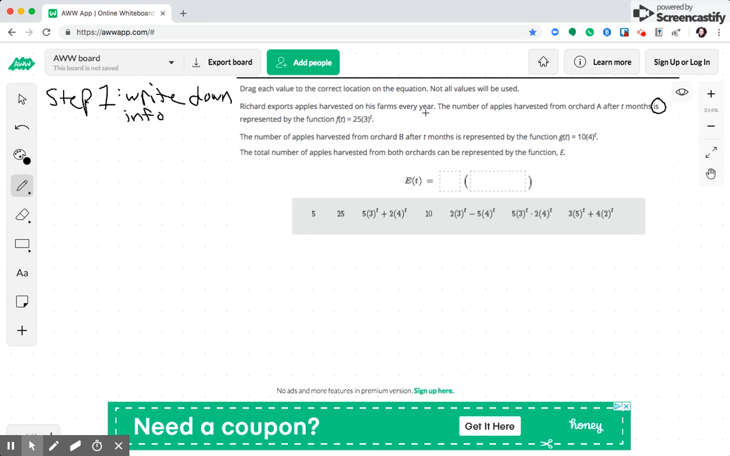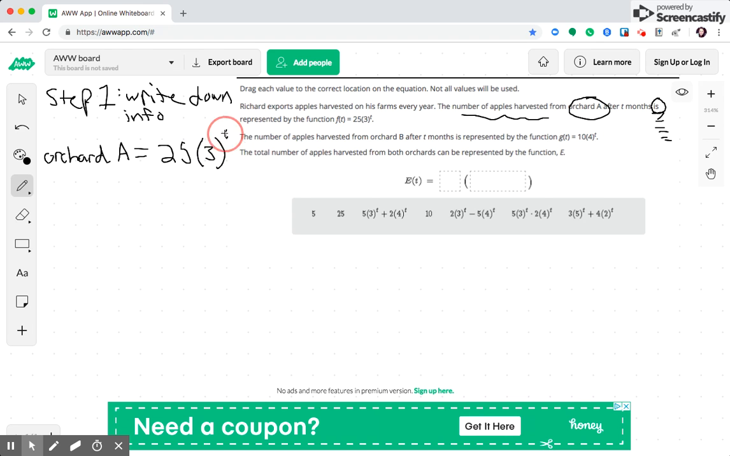Okay, so let's see what it's saying again. The number of apples harvested from orchard A. So I'm going to write that down. So apples from orchard A is, again, this magic word is, represented by this function. So I'm going to write equals, because it says is, 25 times 3 to the t.